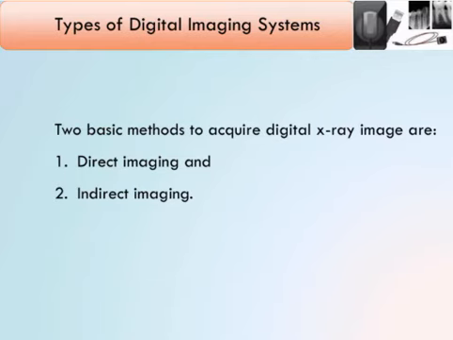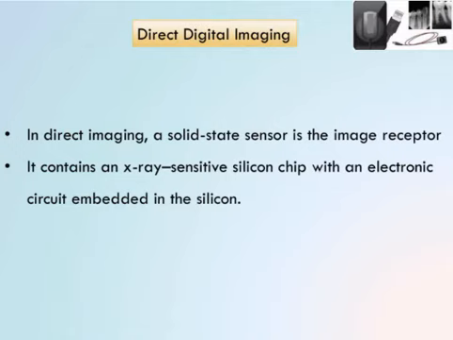Okay, so we'll discuss more in detail about the direct imaging here. So, a direct digital imaging. What is the difference between a direct and an indirect? In indirect, the image does not appear on the computer immediately, but in direct, the image appears on the computer as soon as you do the exposure. It's only a matter of seconds.